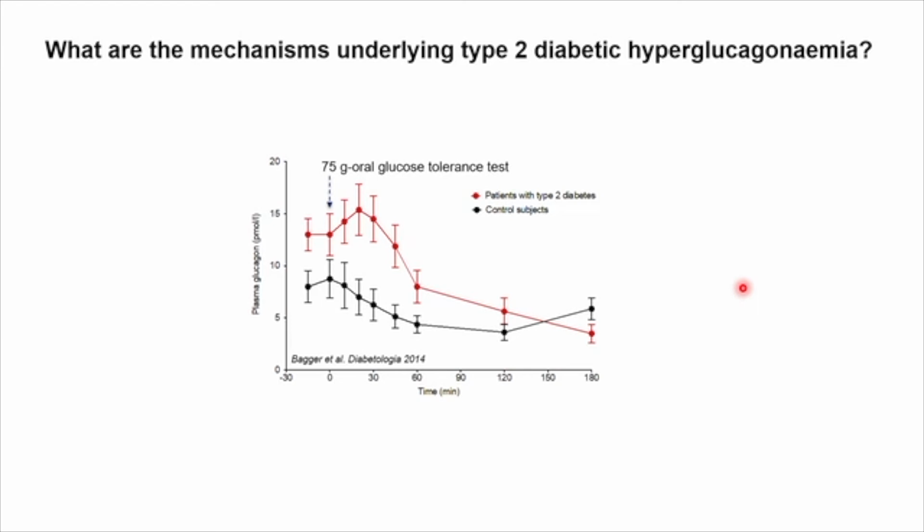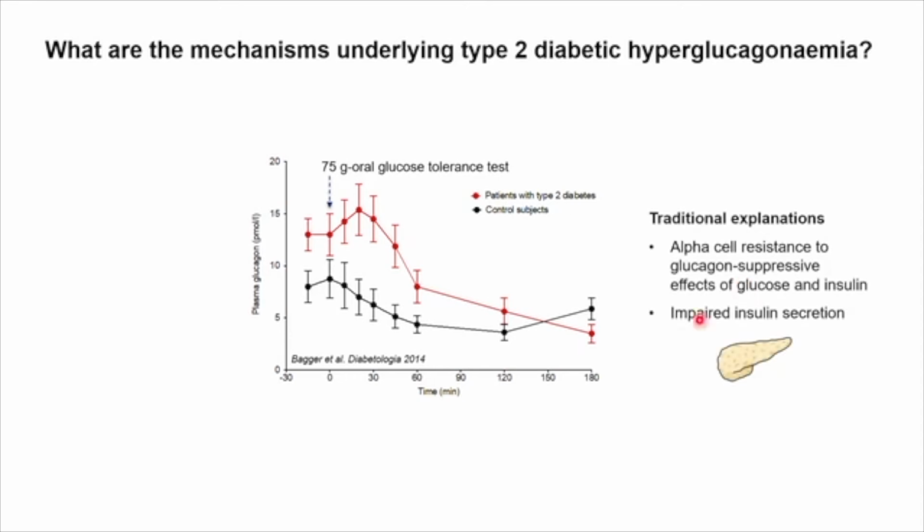So you can see that the healthy controls, shown in the bottom of this graph, suppress their glucagon levels to the oral glucose stimulus, whereas the patients with type 2 diabetes, first of all, are again characterized by fasting hyperglucagonemia, and then they respond with this paradoxical increase in glucagon levels and a delayed suppression of glucagon levels.